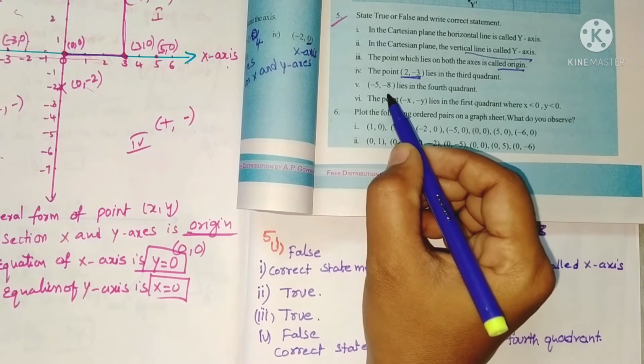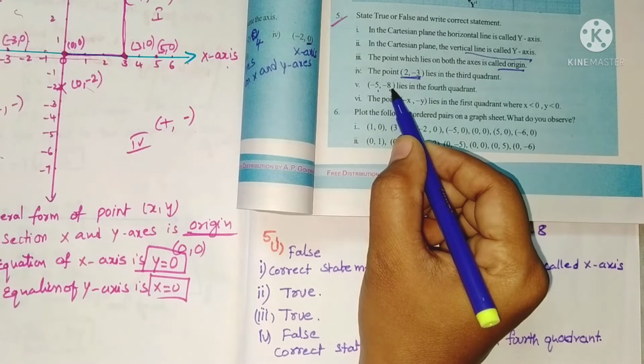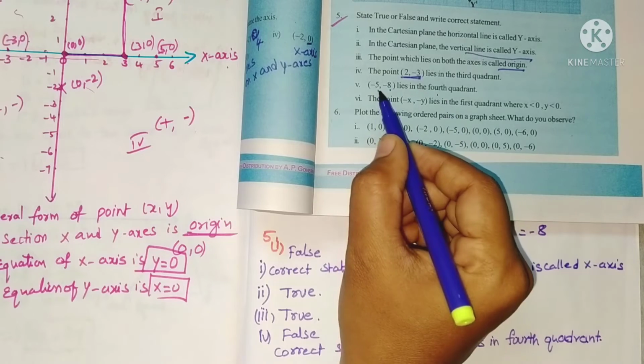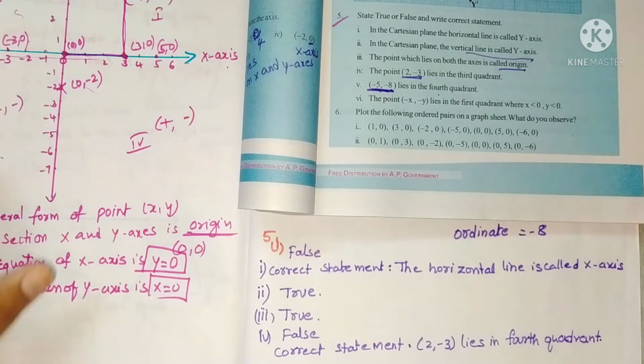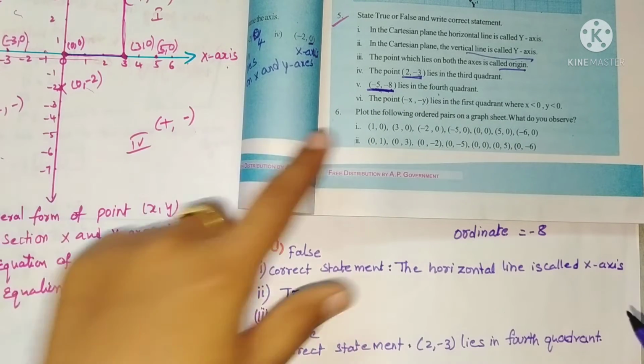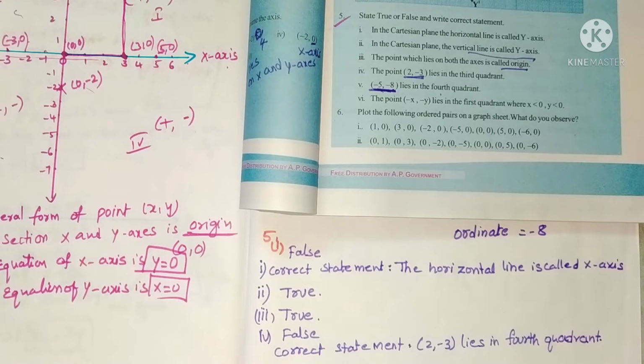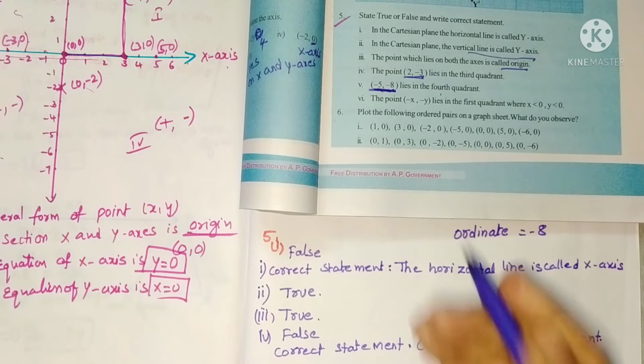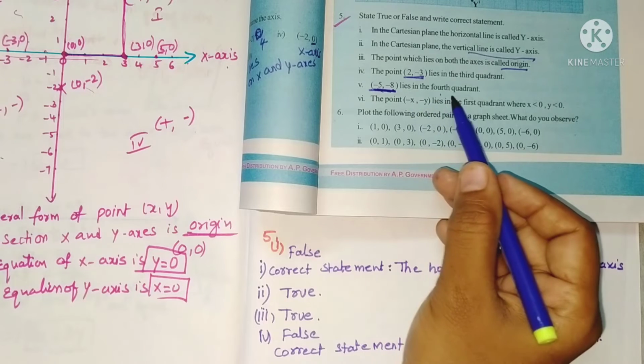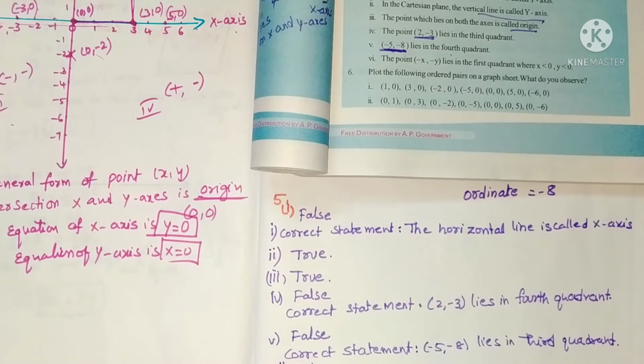Okay. And fifth one, (-5, -8) lies in the fourth quadrant. If both are minus, it lies in the third quadrant. So it is false. Again, if we correct it, (-5, -8) lies in the third quadrant. Okay, it lies in the third quadrant.